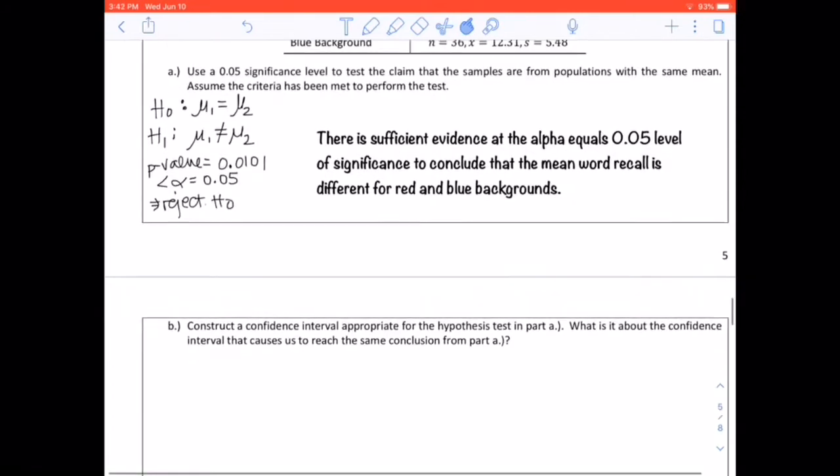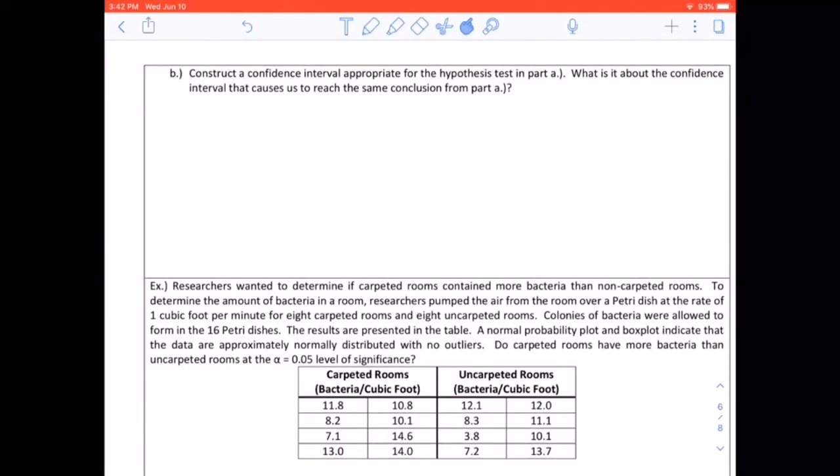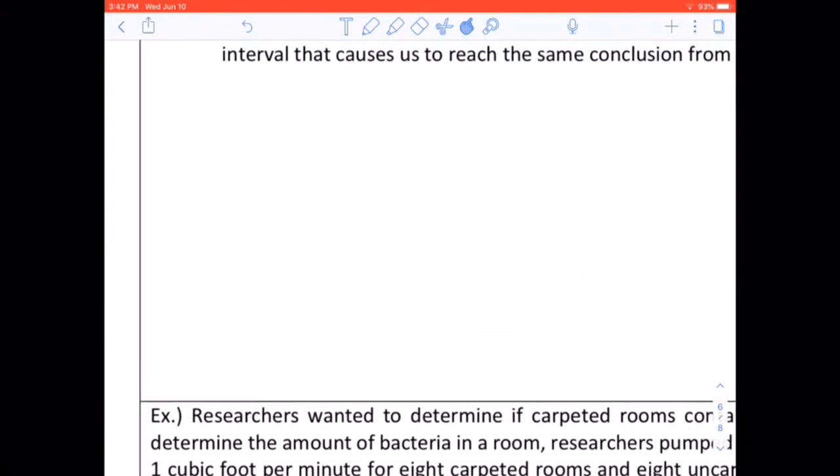Part B says to construct a confidence interval appropriate for the hypothesis test in Part A. What is it about the confidence interval that causes us to reach the same conclusion from Part A? So first thing we're going to do is we're going to go ahead and sketch our bell-shaped curve.